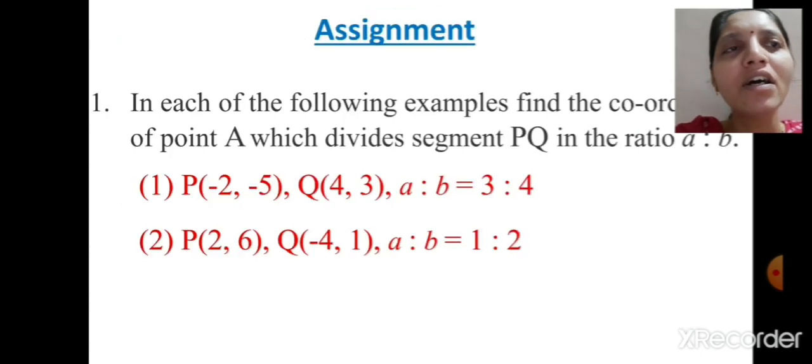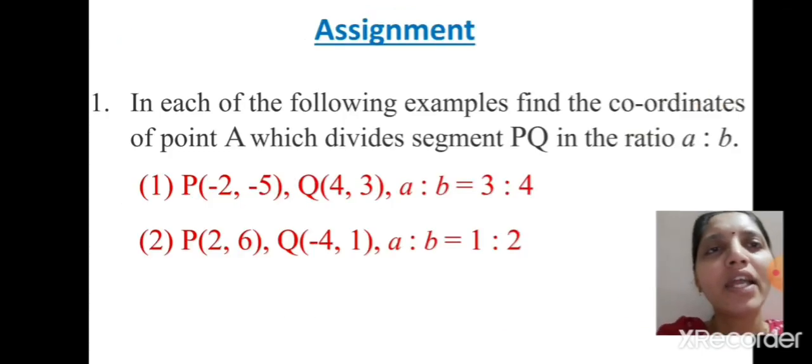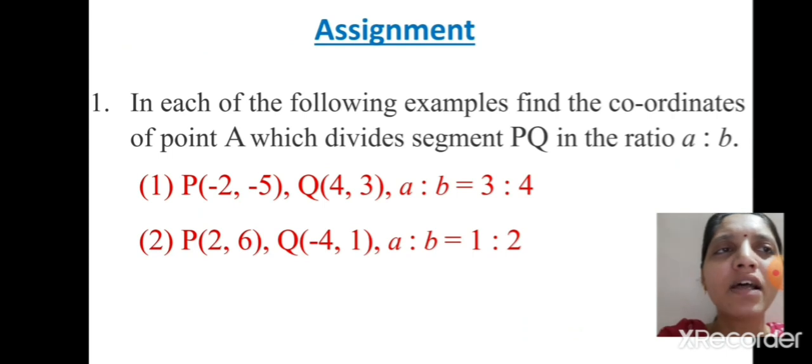Now let's see the assignment question. In each of the following examples, find the coordinates of point A which divides segment PQ in the ratio a is to b. So these are the 2 sub questions I have given you. You have to solve this with the help of section formula.